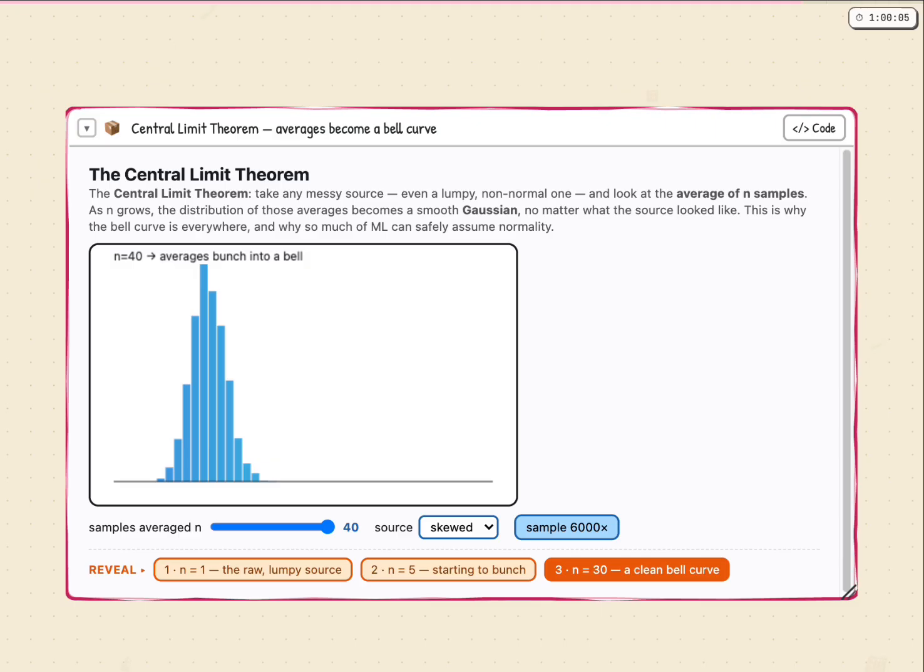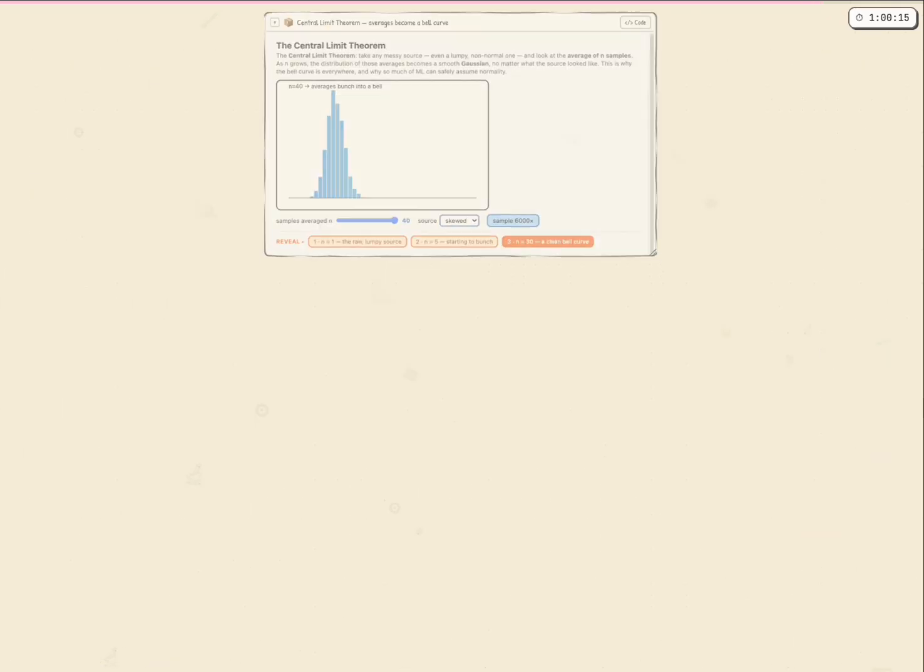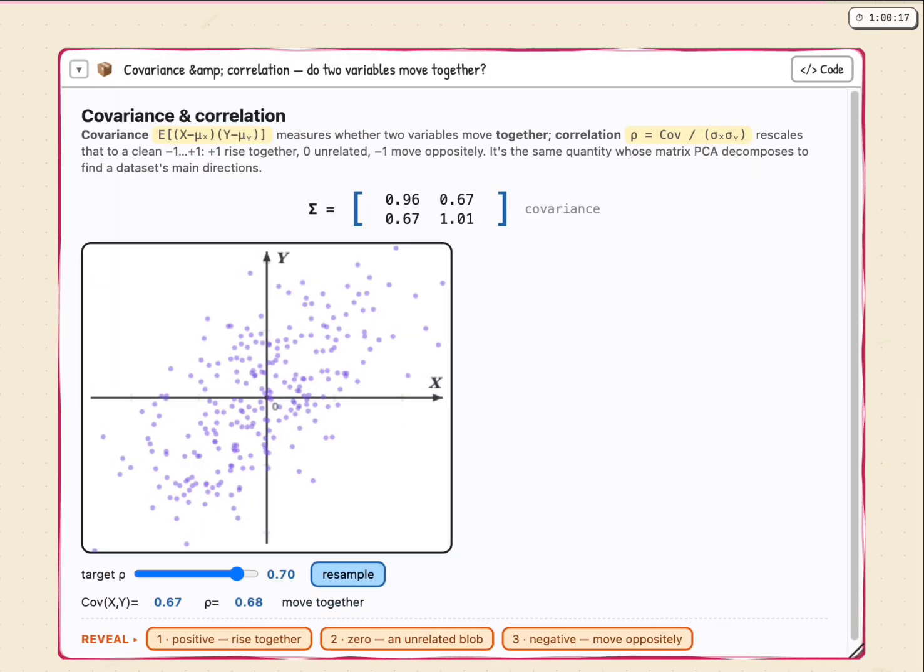Often, we don't have just one variable, we have two, and we want to know, do they move together? That's covariance and correlation. Covariance asks a simple question: when one variable is above its average, does the other tend to be above its average too? Watch the cloud as I slide the target.